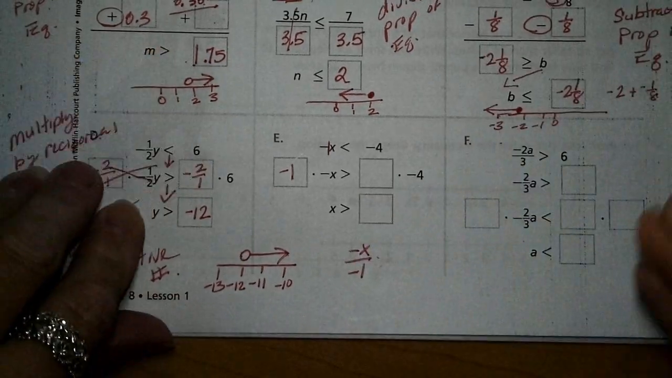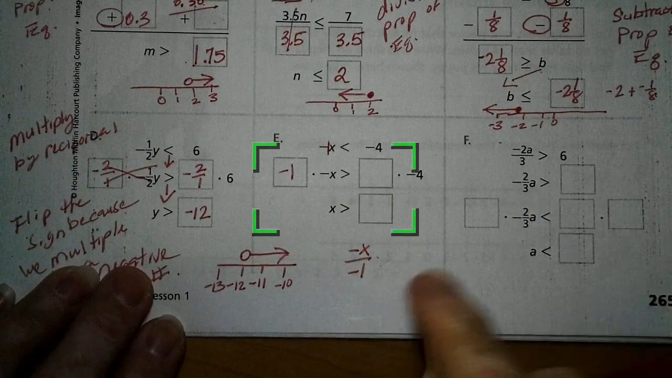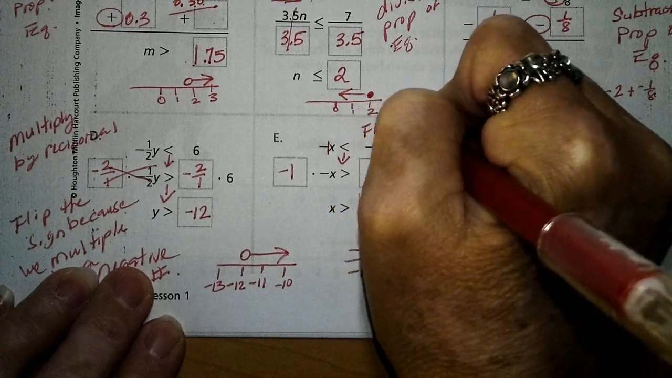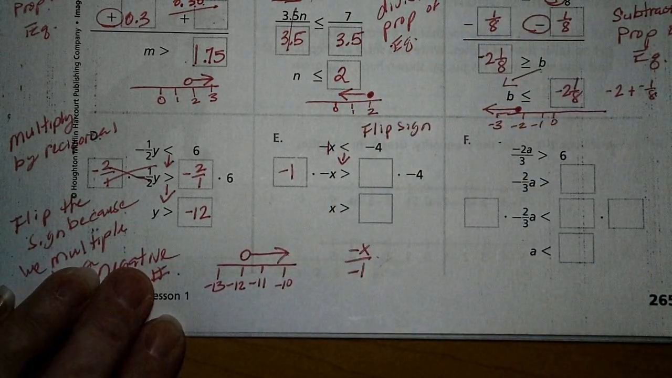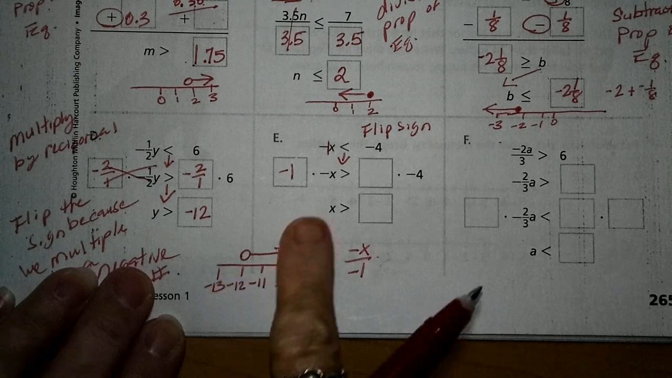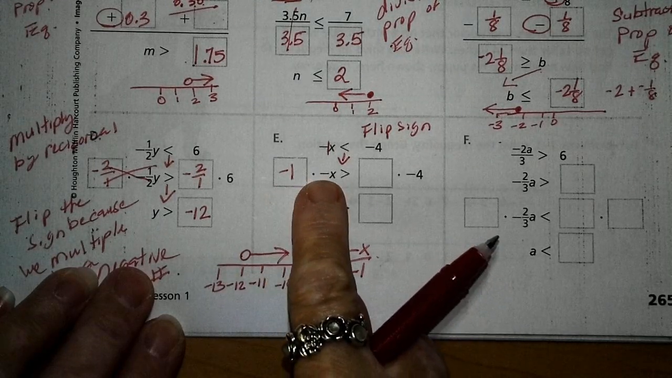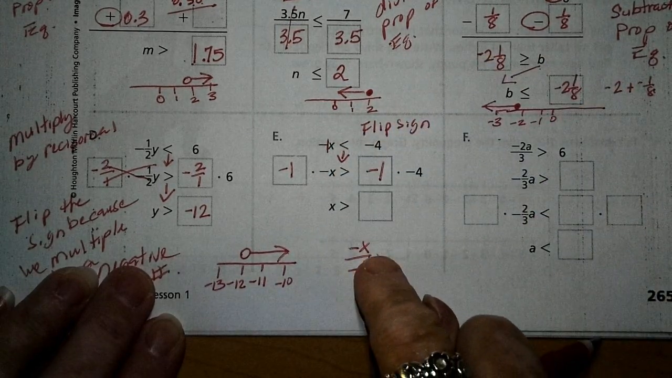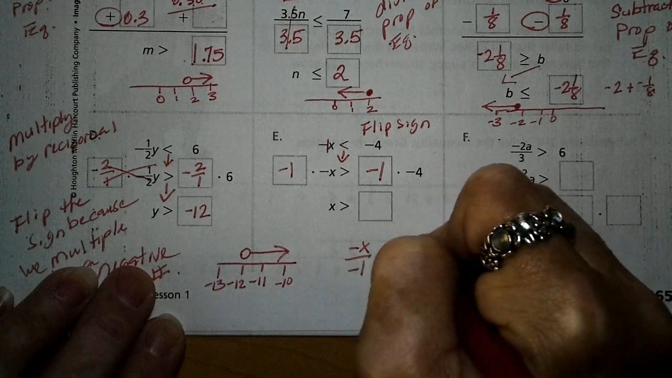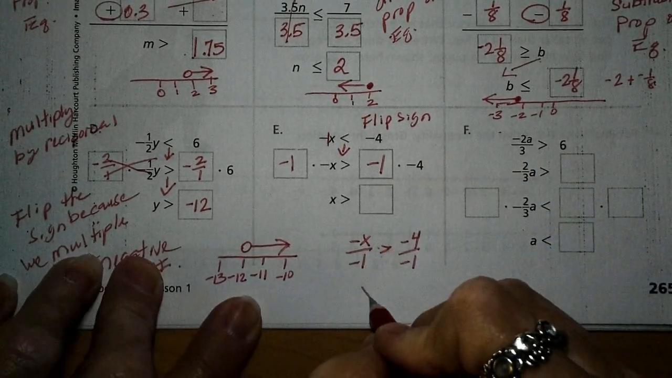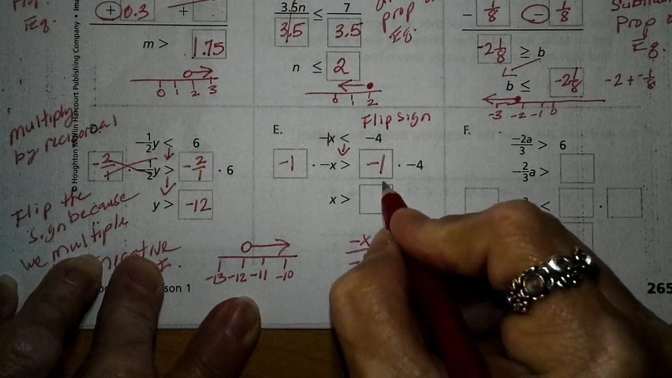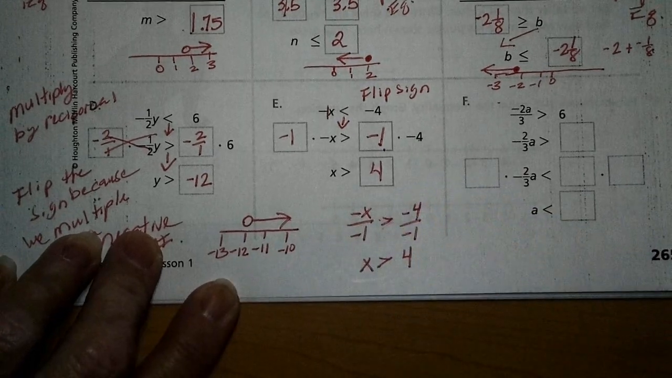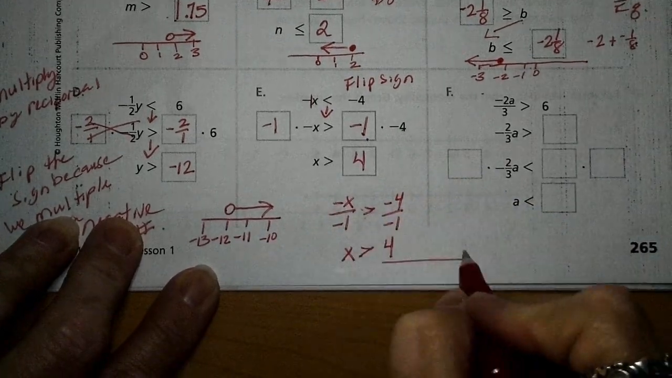So either one will work, okay? And then I have to flip the sign because we are multiplying or dividing by negative 1. Because what happens is when I do negative 1 times negative 1, I get x. If I divide negative 4 by negative 1, I still get positive 4. Same thing if I was to say negative 1 times negative 4, I still get 4. Okay? All right, graph it.